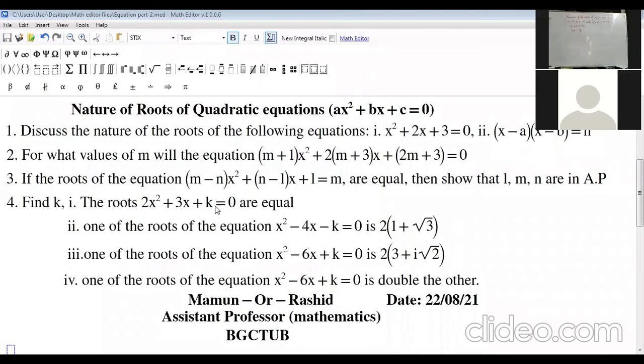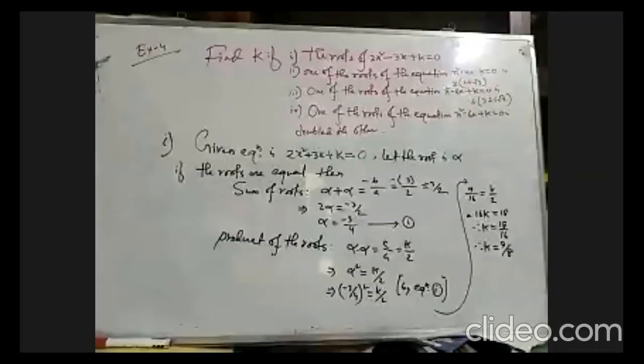Okay, actually we solved 1, 2, 3 examples. Now for example 4, find k, the roots of twice x square plus x plus k equals to 0 are equal. You have to find the value of k if the roots are equal. Number 2, one of the roots of the equation is this. We have to find. So the given equation twice x square plus thrice x plus k equals to 0.